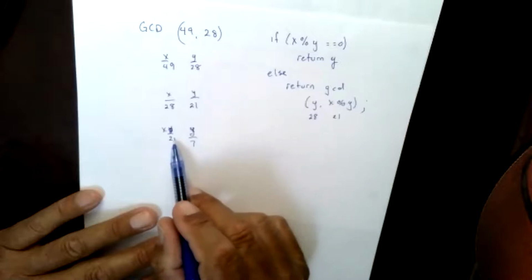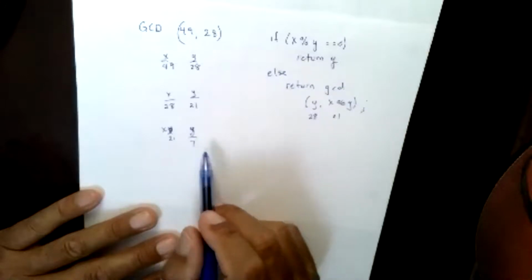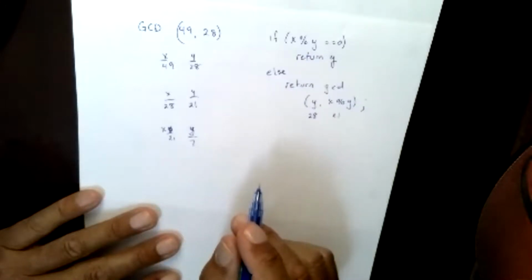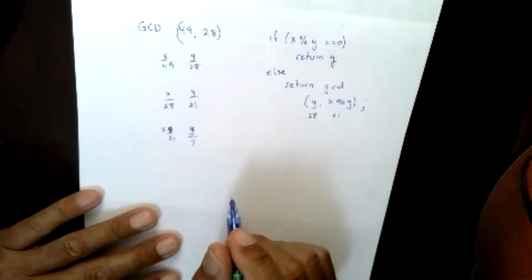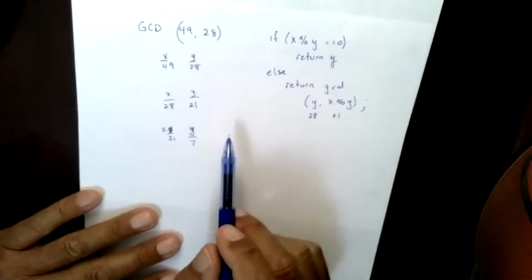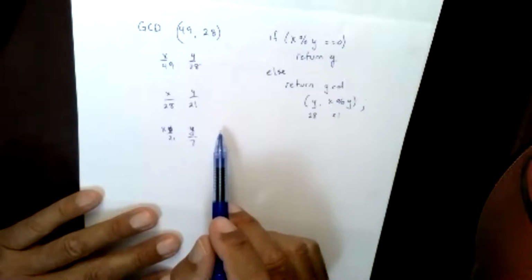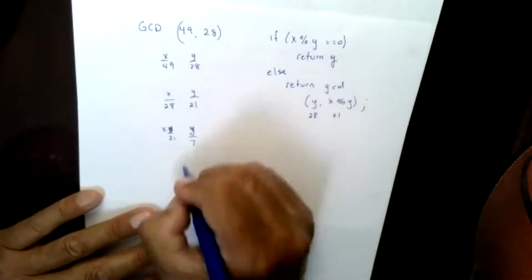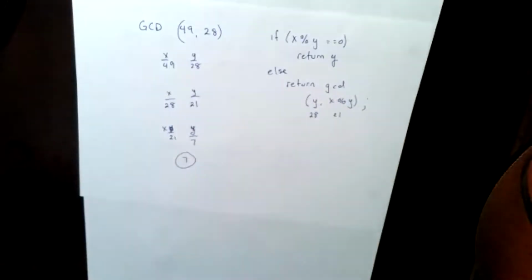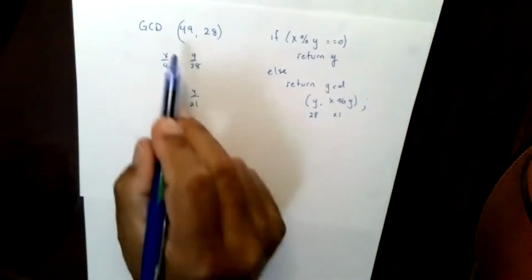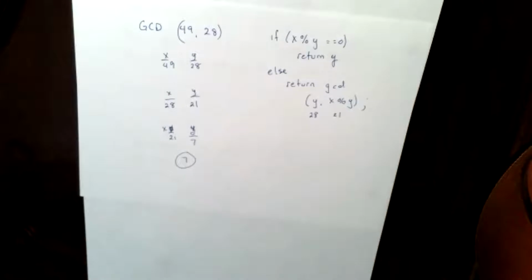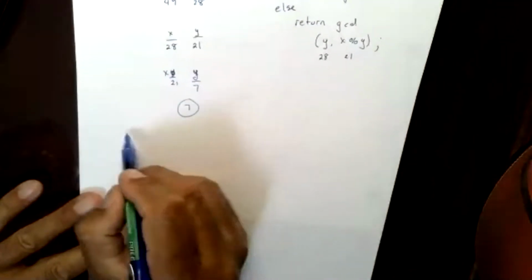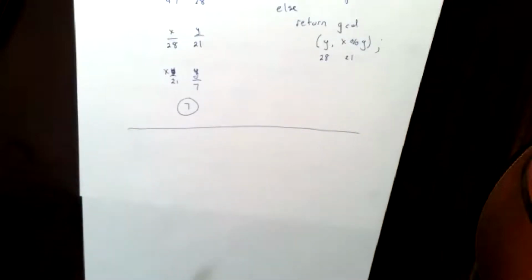7 goes into 21, yes, 3 times with the remainder of? 0. So I'll return Y, and Y is my GCD. Is that the greatest common divisor for 49 and 28? Yes.